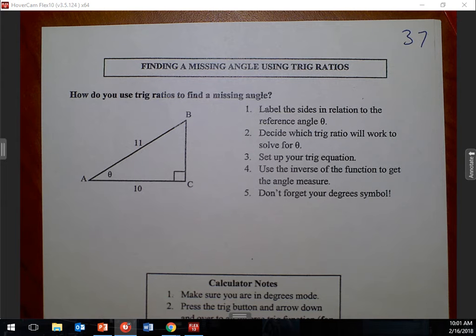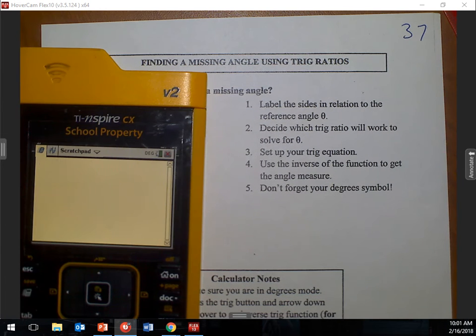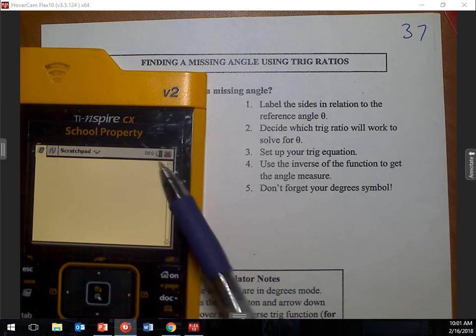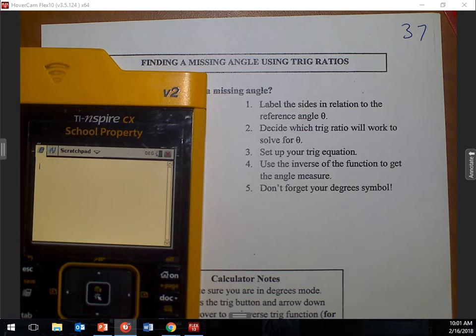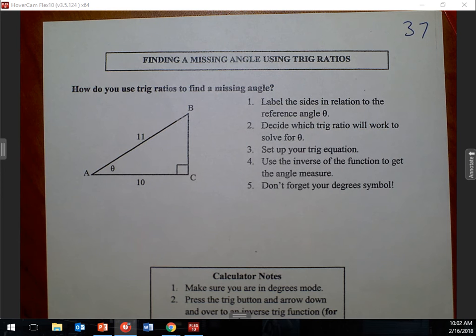Yeah, it's going to be in degrees, so please turn it on and check to see that it says degrees right now. So right here in your upper right hand corner it should say degrees. Right? So we have degrees there.